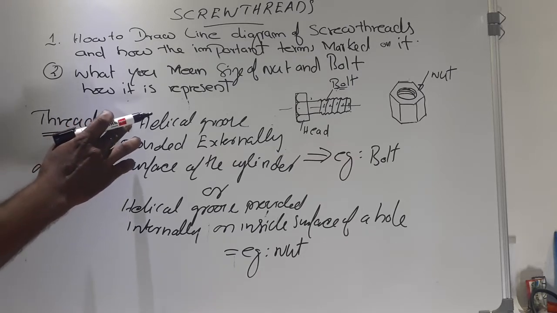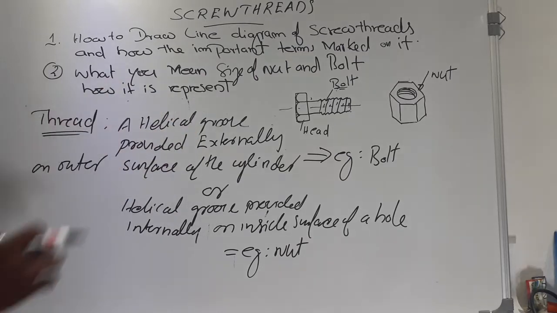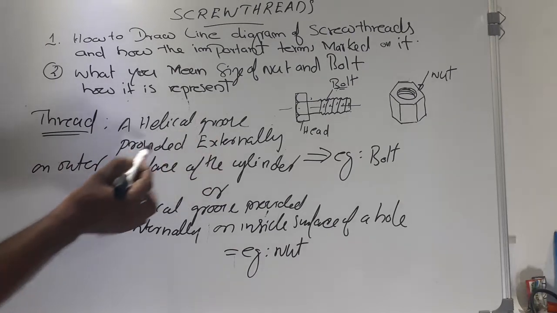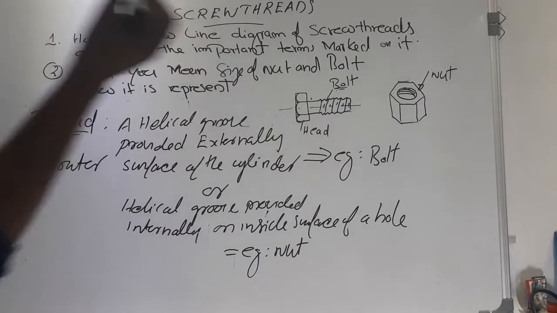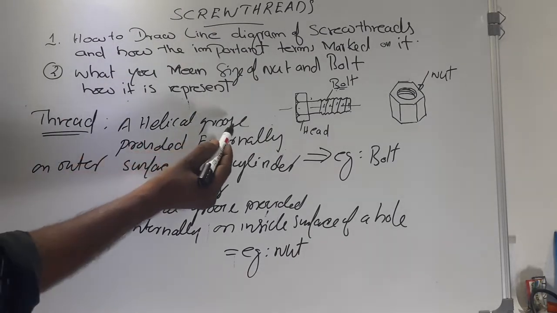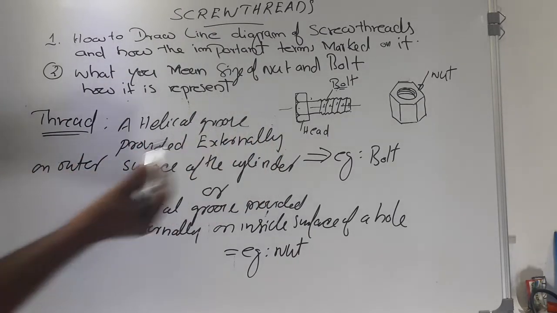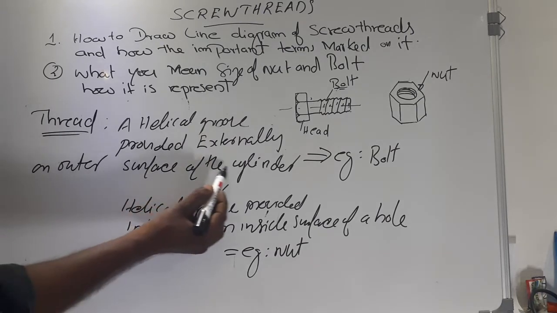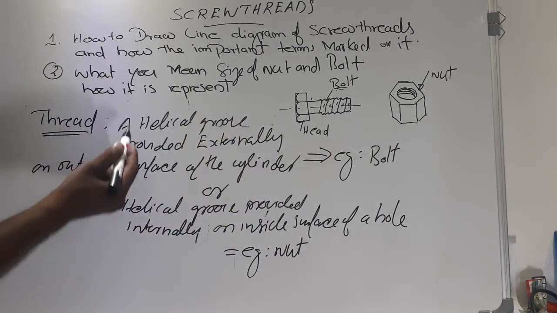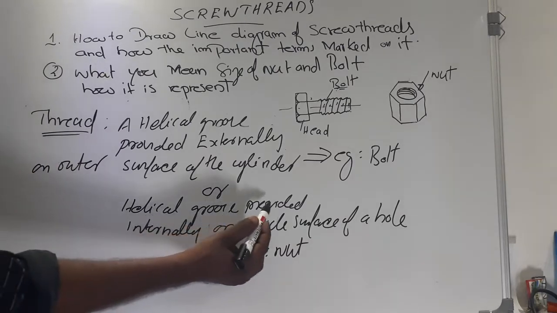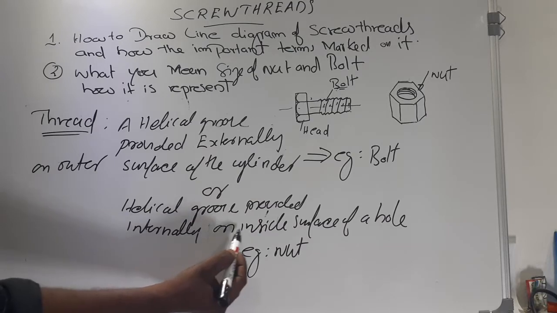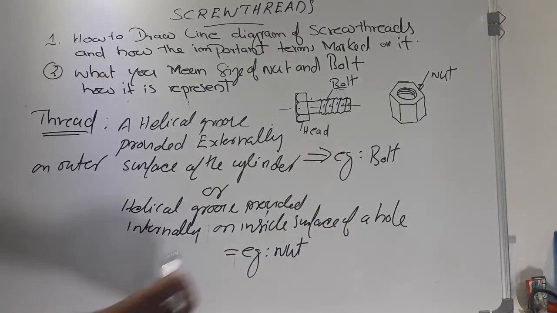Here a definition is given. A helical groove provided externally on the outer surface of a cylinder is called an external thread. Similarly, a helical groove provided internally on the inside surface of a hole is called an internal thread.